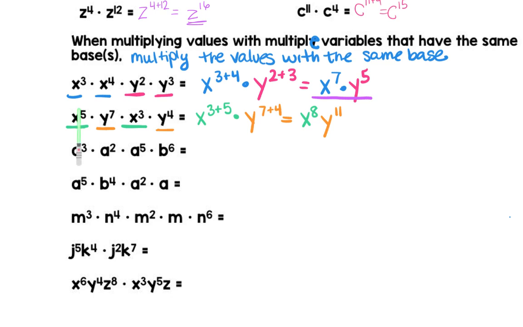We have x to the 5th and x to the 3rd. That's x to the 3 plus 5. Y to the 7th, y to the 4th, that's y to the 7 plus 4. Our answer is x to the 8th, y to the 11th.